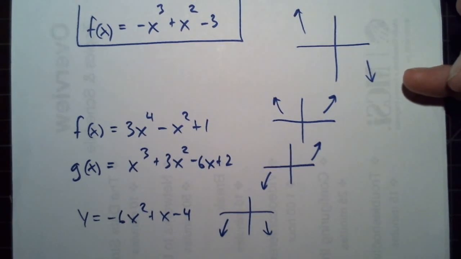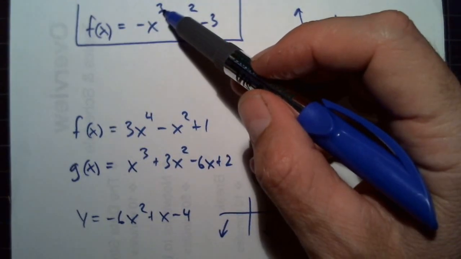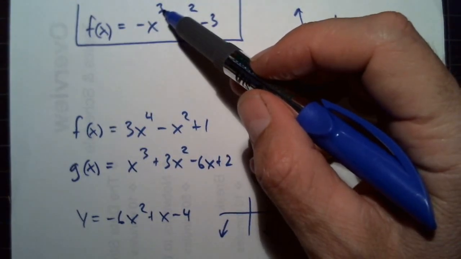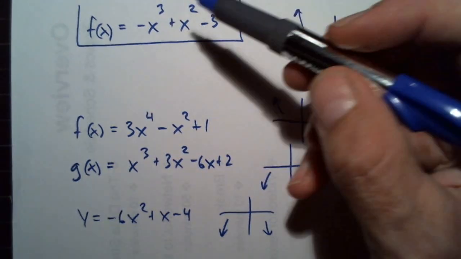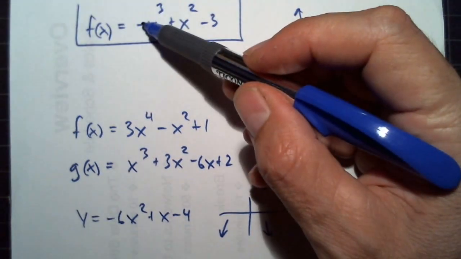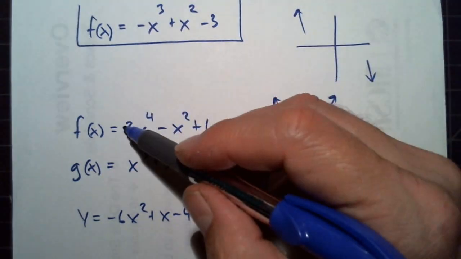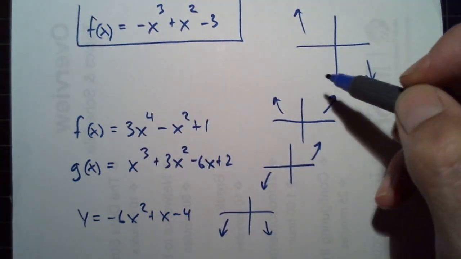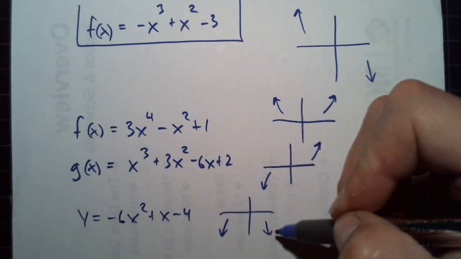And the shortcut is, without having to make a table, we just look at the highest exponent, call it the degree of the polynomial, look at that term with the highest exponent, and then we look at whether it's positive or negative. So here, negative means go down to the right. Positive means go up to the right. Positive, up to the right. Negative, down to the right.